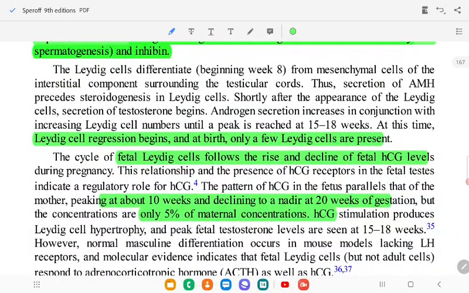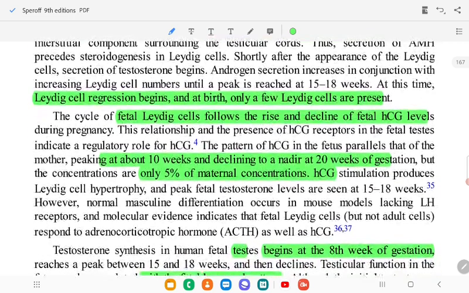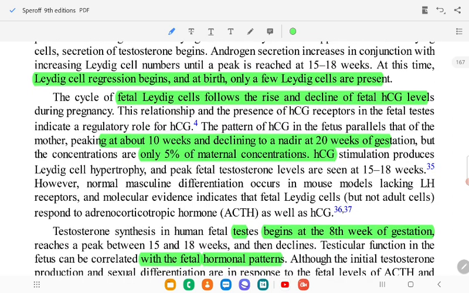Leydig cell differentiation begins at about 8 weeks from mesenchymal cells of the interstitial component surrounding the testicular cords. AMH secretion precedes steroidogenesis in the Leydig cells. Shortly after the appearance of the Leydig cells, testosterone secretion begins. Androgen secretion increases with the increasing Leydig cell number until a peak is reached at 15 to 18 weeks. Leydig cell regression begins at birth, and only a few Leydig cells are present at birth.